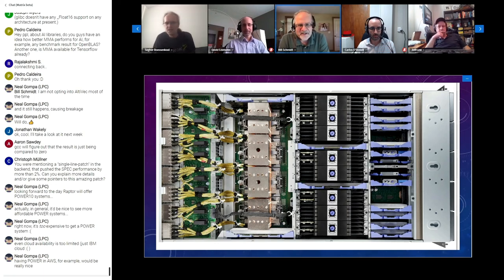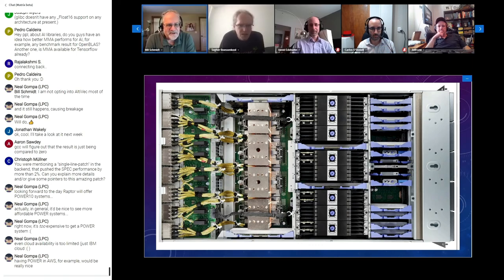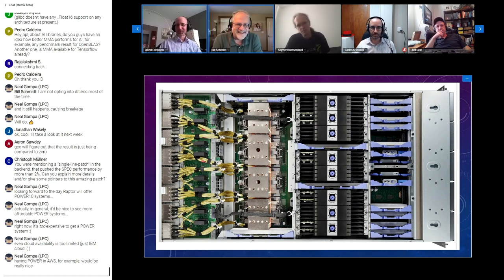And I see Neil saying he wants Raptor to offer Power 10 systems. We'd all like to have more affordable Power 10 systems. Preaching to the choir, we would all love to have Power 10 systems on our desk too, but we don't have the control. That's above our pay grade. And if anybody's from AWS online, we can help you contact the appropriate people in IBM, and we're happy to work with you to have Power systems in AWS.